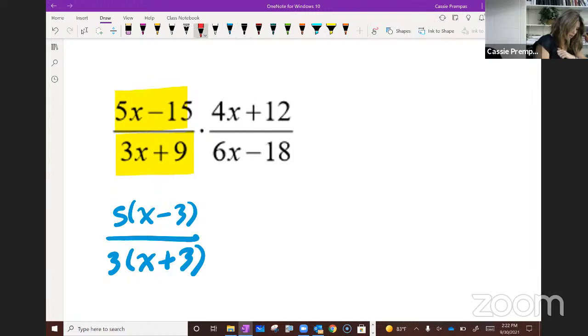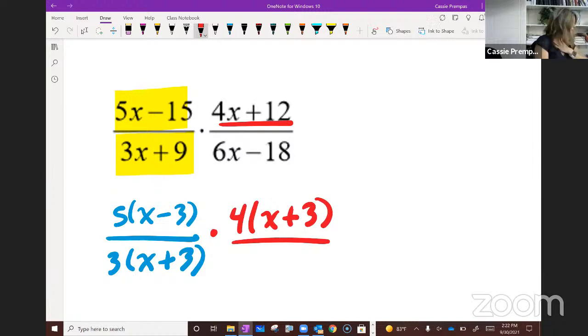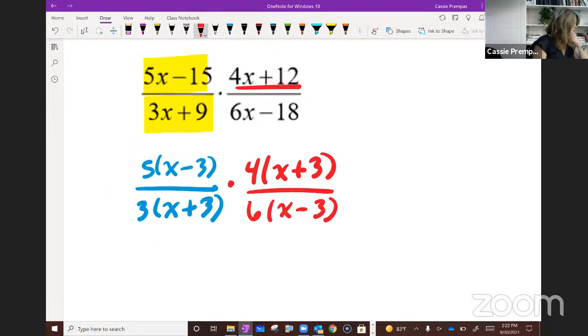Looking at the second fraction, what's the GCF of 4x and 12? 4, good. So we'll take that out, leaving me with an x plus 3. And what's the GCF of the denominator? 6, good. So I'll take that out, leaving me with an x minus 3. Now I can start reducing factors. Can I reduce the x minus 3s? Yep. They just cross off. Any number divided by itself is 1, and when you multiply, they eventually go on top and bottom, so they cancel. X plus 3 and x plus 3 cancel. Is there anything else that we can reduce?